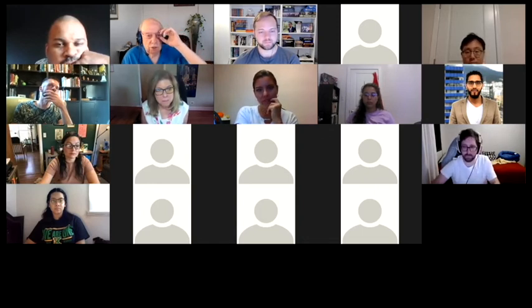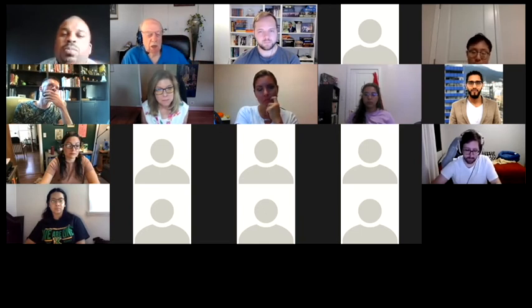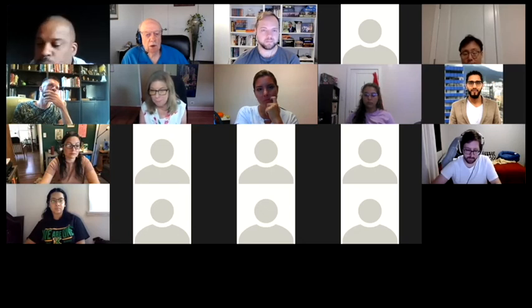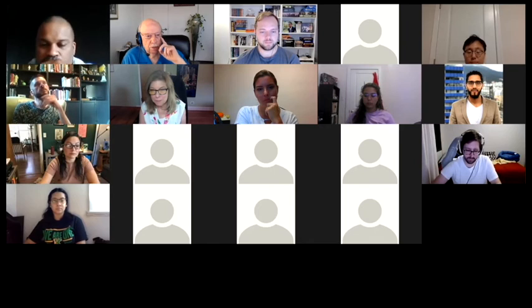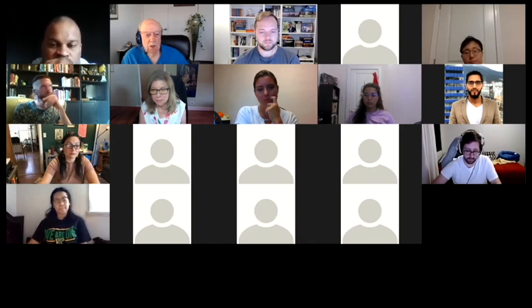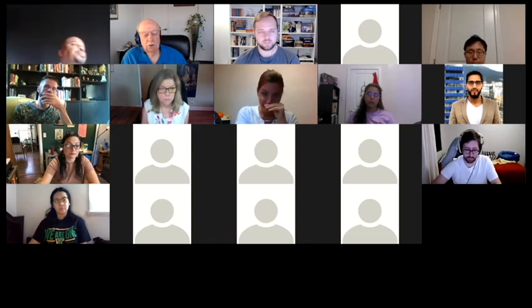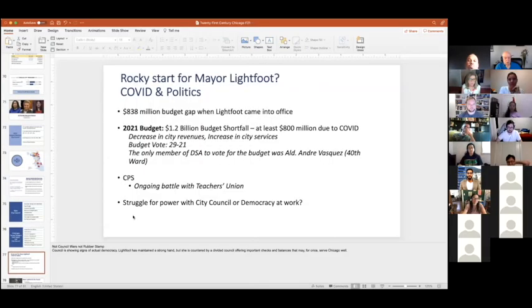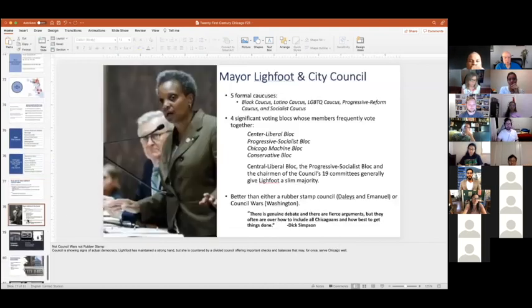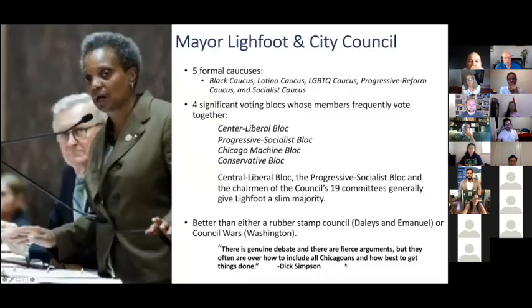84 divided roll call votes since the city council was inaugurated in May of 2019. There are multiple blocks in the city council, as the report spells out, and they include a machine block, a conservative block, a liberal central block, which are mainly the committee chairmen that head the committees of the city council, and of course the progressive block. Underlying them, there are also racial blocks. There's a Black caucus and there's a Latino caucus, but that means that Lightfoot has to assemble a coalition. There's no one block that just automatically supports her.